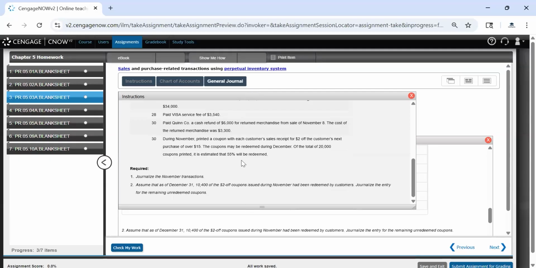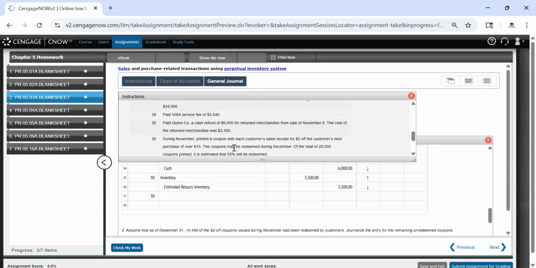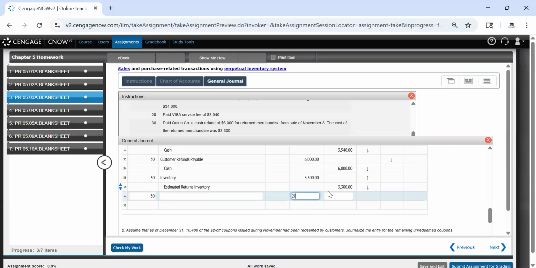Now we are going to make an accrual for the coupons issued during the period. During November, there was a $2 coupon on each receipt, and there were 20,000 coupons printed, and we're estimating that 55% of them are going to be redeemed. So $2 times 20,000, that's $40,000. 55% of $40,000 is $22,000.